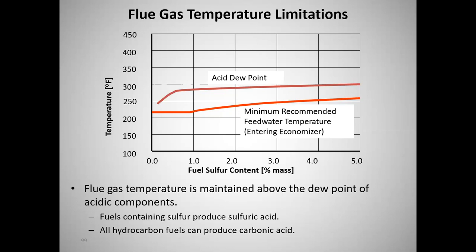So we see the acid dew point, and you see a minimum recommended feed water temperature entering the economizer. That's the red line, and you see the acid dew point. So according to this, it looks like about 220, something like that. If we don't have much sulfur in the fuel, we can put as cold a water as 220 into that economizer.